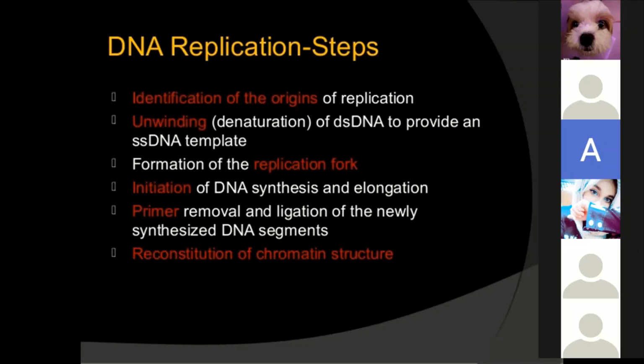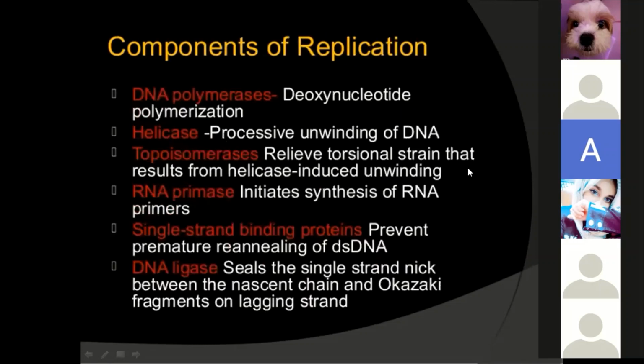And after that, there will be unwinding or denaturation of double-stranded DNA. Anyway, I'll tell you with the help of a diagram after some time. These are the different enzymes involved in the process of DNA replication. DNA polymerases are responsible for deoxynucleotide polymerization, adding new nucleotides for chain elongation and synthesis.